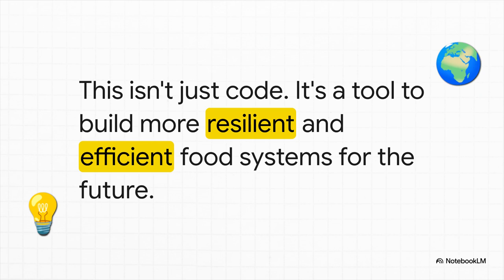By building these digital twins, we can test thousands of different what-if scenarios. What if we change the watering schedule? What if there's a heat wave? What if we use a different fertilizer? We can do all of that without ever planting a single seed in the ground. It's an unbelievably powerful tool for building a smarter, more resilient food supply for all of us.